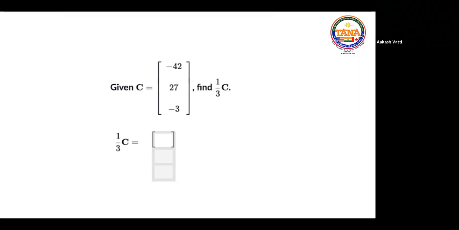All right, so for this one, instead of multiplying each of the individual values by a number, or I guess you could still multiply, you're dividing it by 3 because it's 1/3. So you do -42 divided by 3, 27 divided by 3, and -3 divided by 3. So you get -14, 9, and -1 as your answers. So -14, 9, -1.